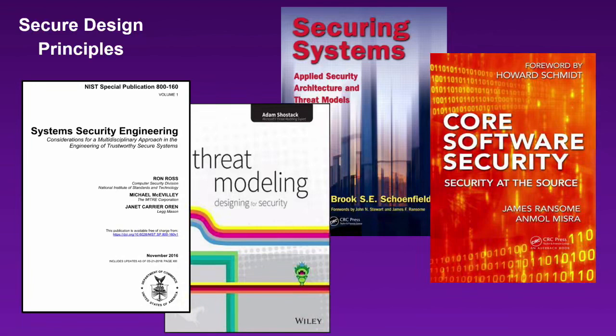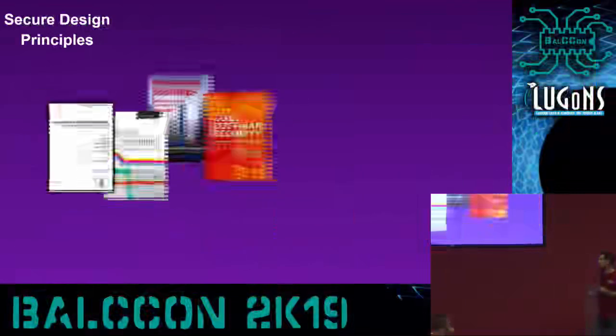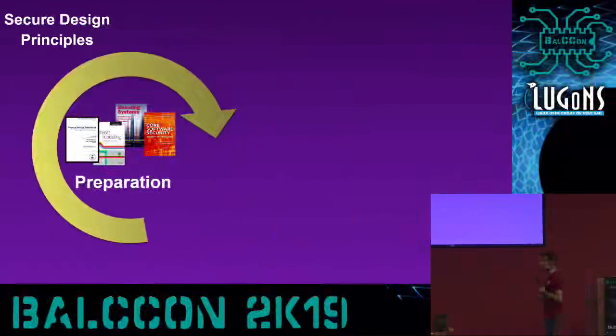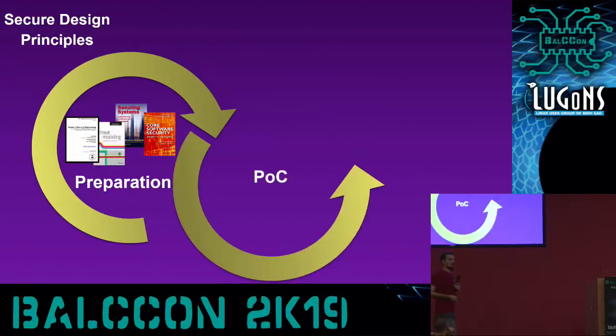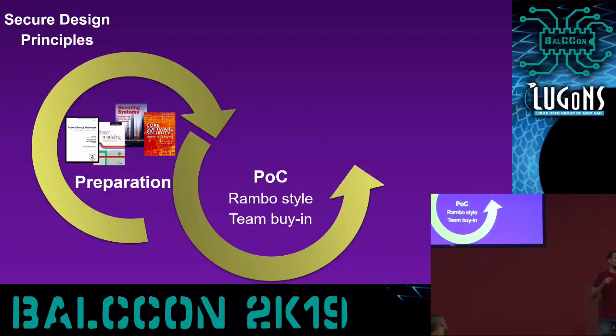Now, after you've digested all of this, after you've done your preparation, you can start thinking about introducing this to your organization by performing a proof of concept on the software you're developing. And here you have 2 options. You can go solo and try to work overtime, maybe grab some hours from work to start introducing this security into the design of your software.